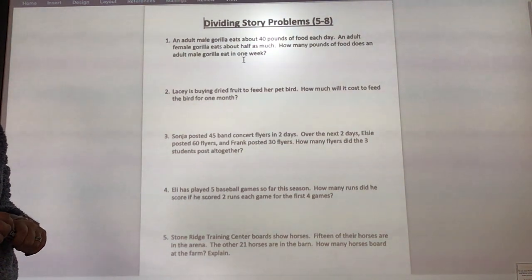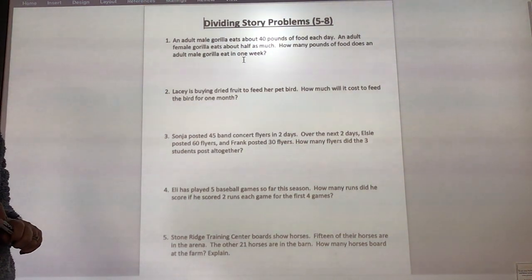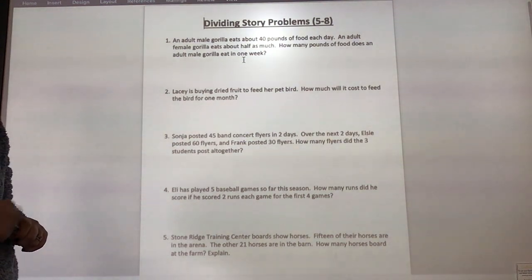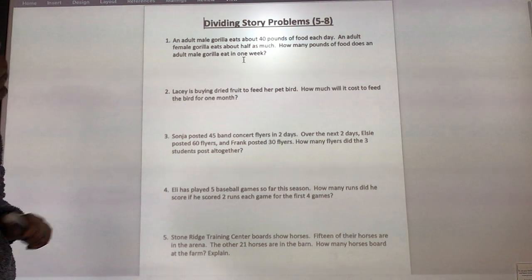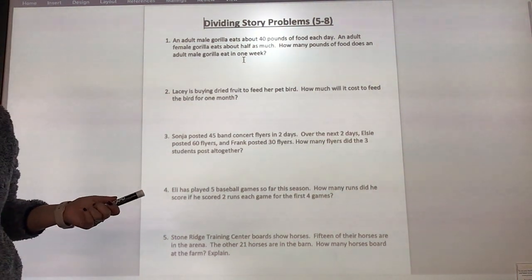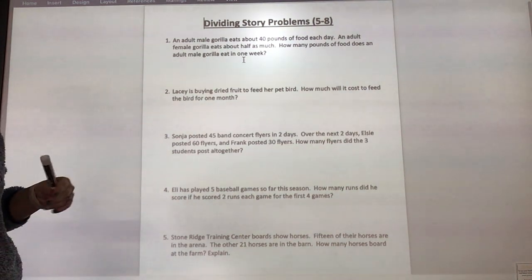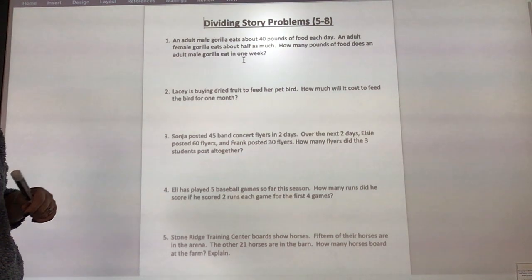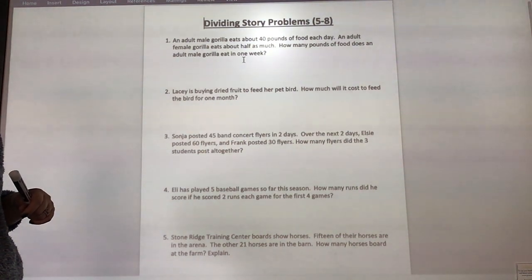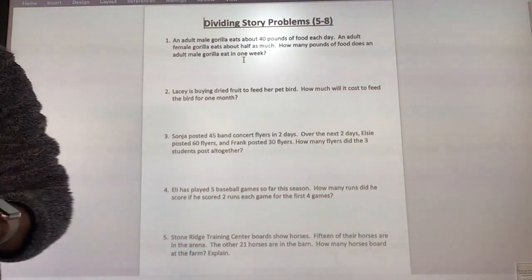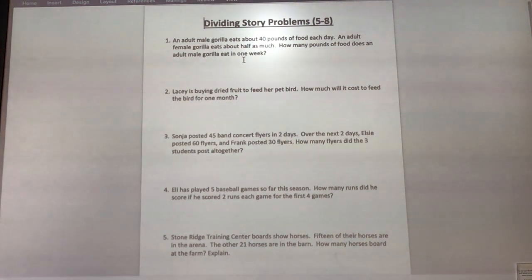What about my K? Things that I can knock out. Charlie? I'm talking about the adult female gorilla. Yeah, does it matter what the adult female gorilla eats? No. Are they asking us in the question anything about the female gorilla? No. So you would cross off that whole sentence, an adult female gorilla eats about half as much. Cross that whole sentence off. It says nothing about us needing to find out any information with the female gorilla.